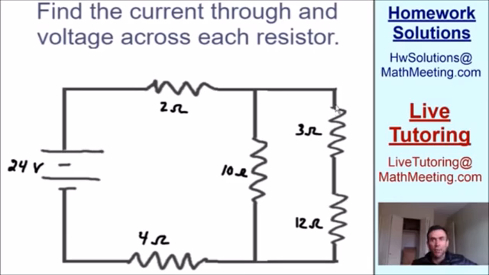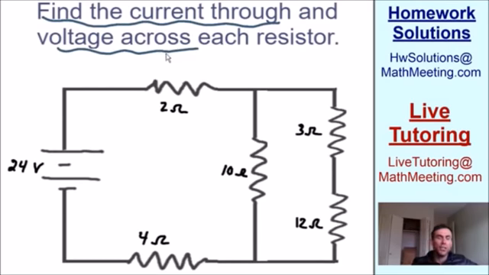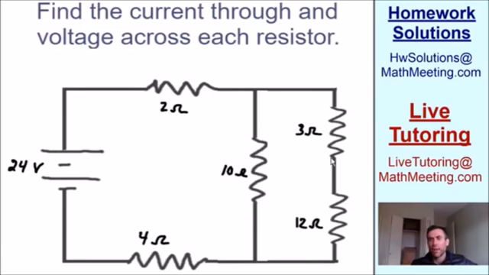But let's get started right away with this example. In this example, we need to find the current through and the voltage across each resistor. To do this, our first step is to find an equivalent circuit. So we need to simplify this circuit so there's an equivalent circuit with only one resistor.